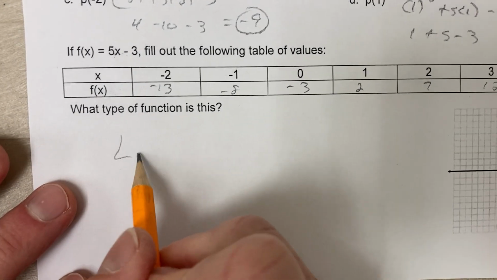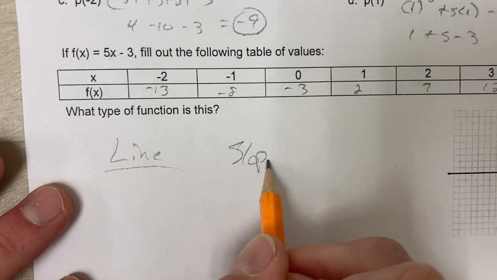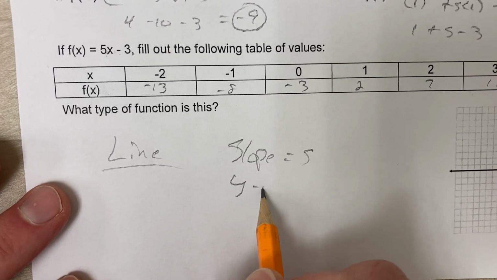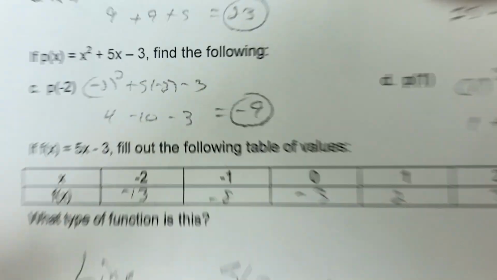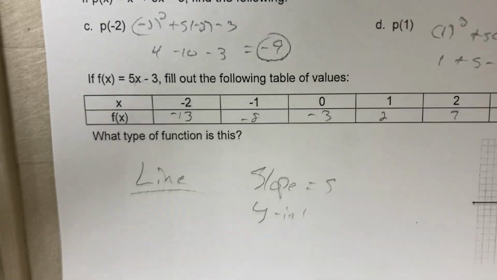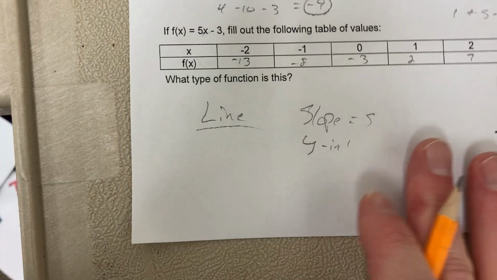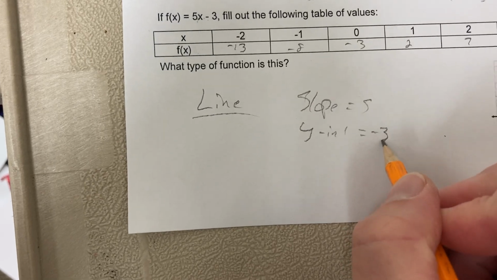So what's this? This is a line. Slope 5, y-intercept. Pardon me. Sorry, my contraption fell there. Sorry about that. Line, slope of 5, y-intercept of negative 3. Okay, so that takes care of that one.